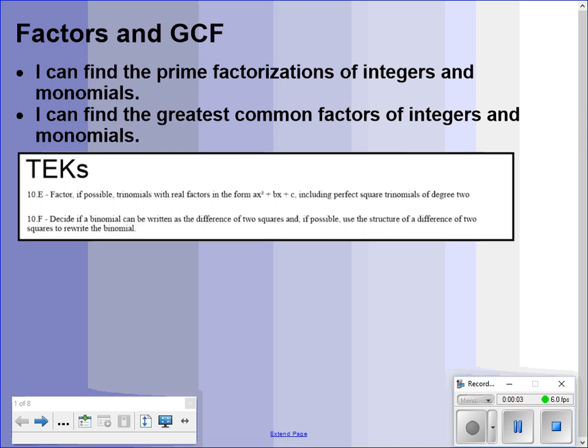In this video, we're going to be talking about factors and GCF. By the end of this lesson, you should be able to prime factor integers and monomials, and then you should also be able to find the greatest common factor between numbers and monomials.